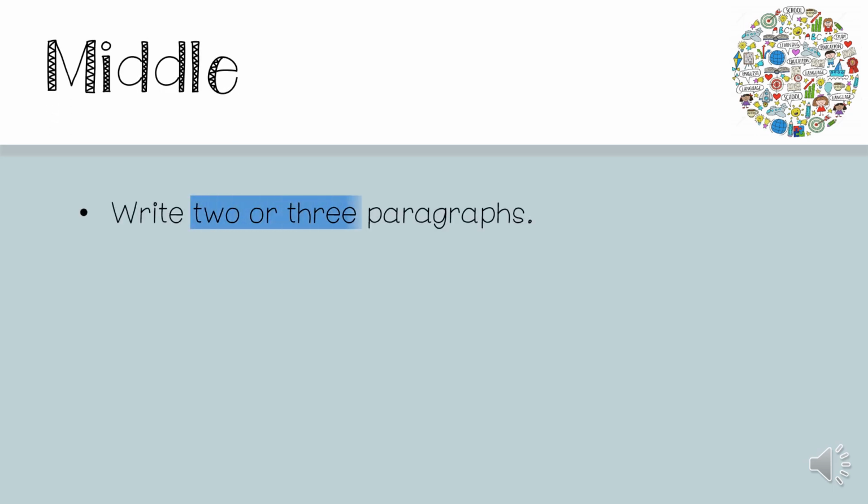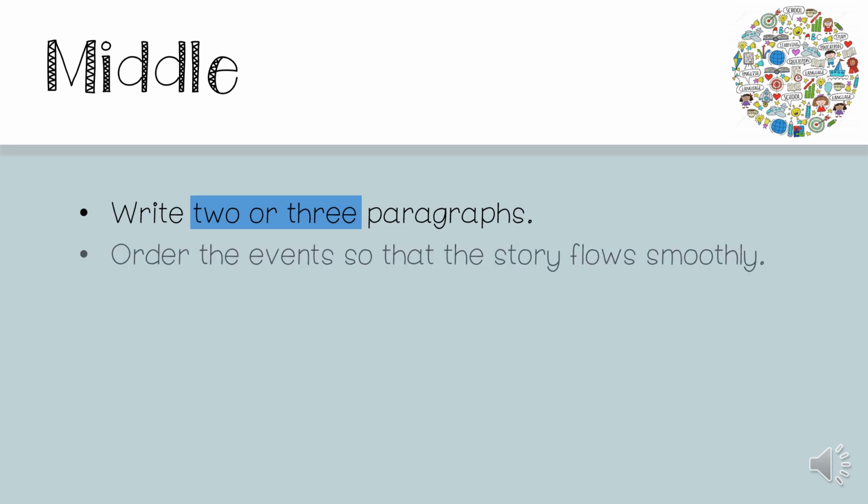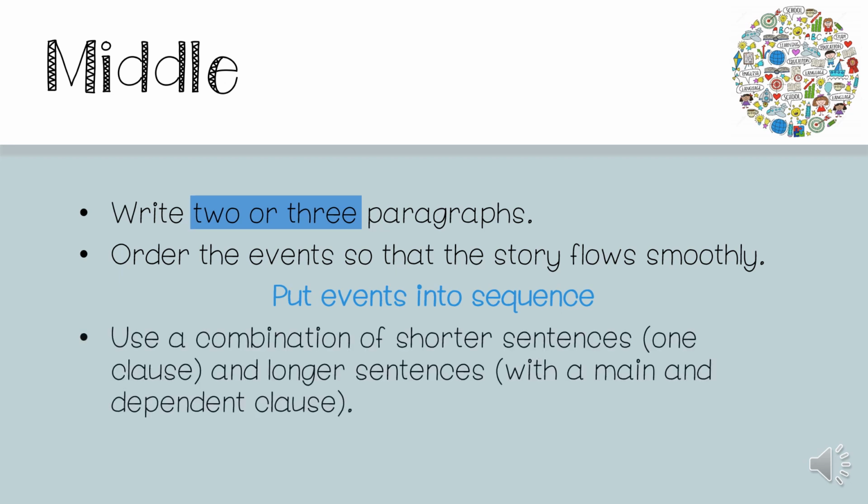Now let's look at the middle part of the story. Here you have to write 2 or 3 paragraphs. Order the events so that the story flows smoothly. In other words, put the events into sequence. You have to put the events from the first thing that happened up until the very last thing.